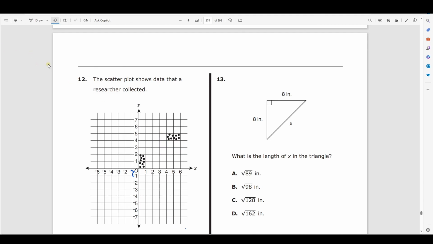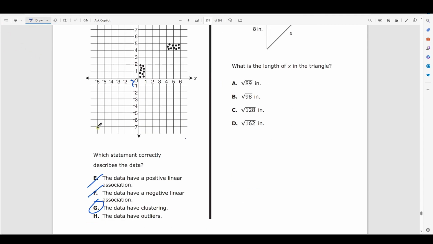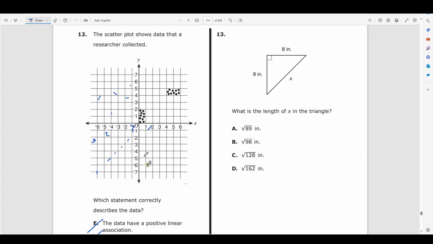If it had outliers, that means that it would still kind of follow a pattern, but you'd have a bunch of points far away from the graph. A cluster just means a large group of points in a very small space, right? This is a cluster. In all definitions, this is a cluster, right? Because it's a large group of points in a small space.